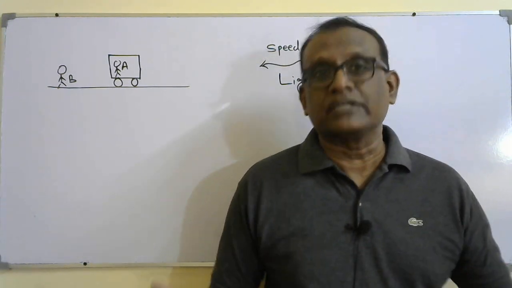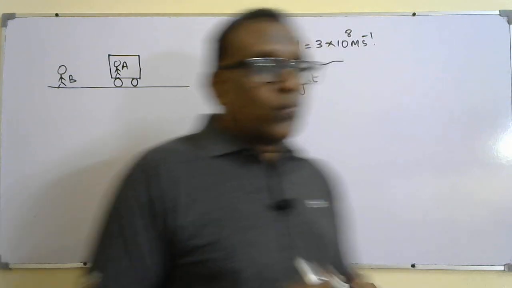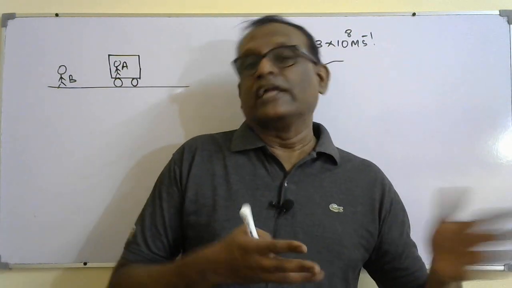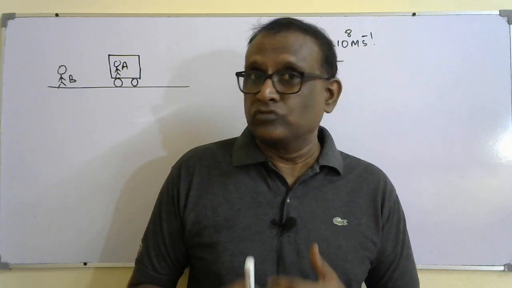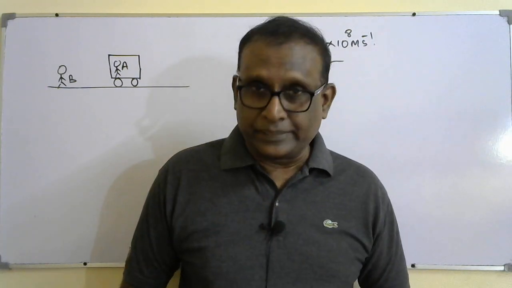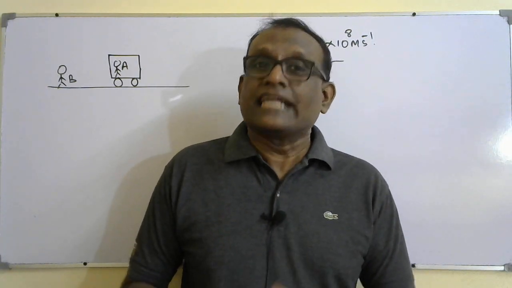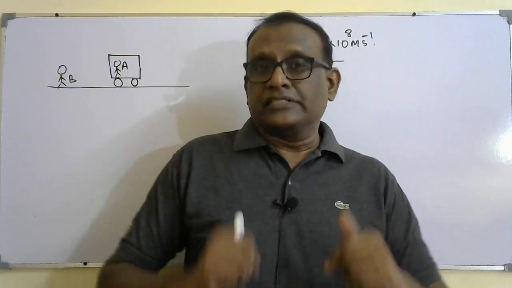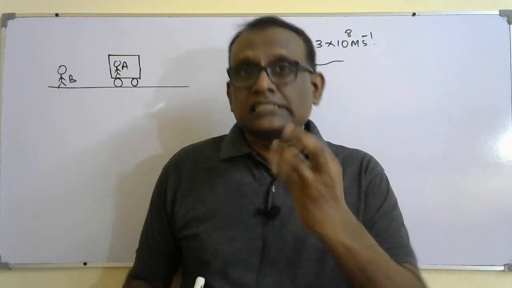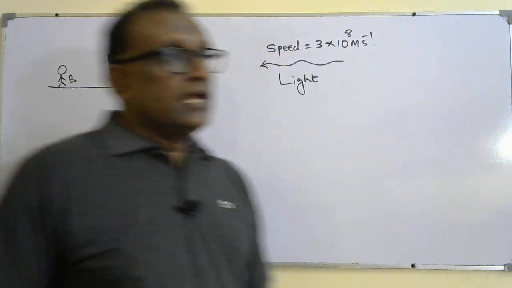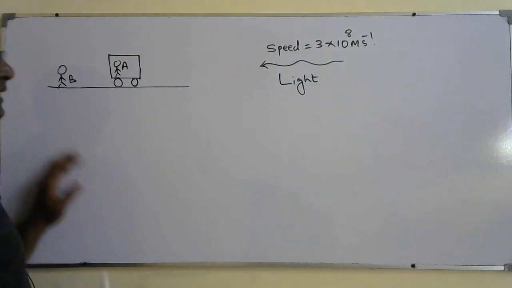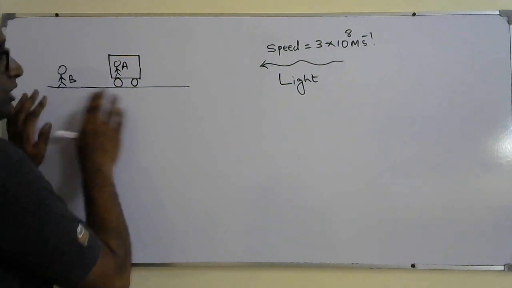completely different thing happens. Now what they observed recently: when Albert Einstein proposed it, it was not measured practically, so he stated it as a postulate. But now it's practically confirmed. The nature of light is that its speed is 3 into 10 to the power 8 meter per second, relative to observer B or Earth.